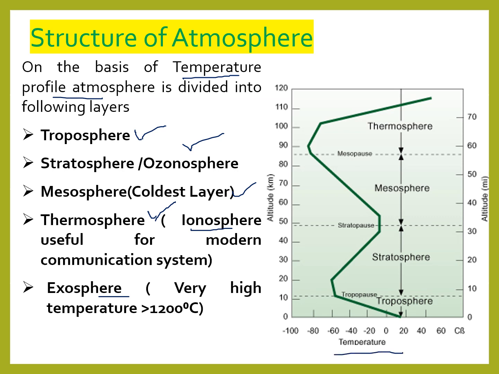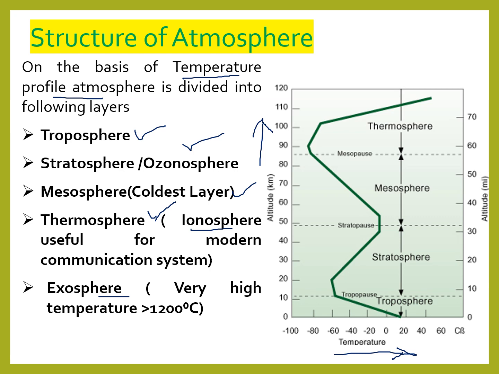On the x-axis the temperature variation is shown, and on the y-axis the altitude, or height above mean sea level, is shown in kilometers. So basically how the temperature varies as the height increases is what is meant by the temperature profile. Depending upon the geographical location of a particular place, a different temperature profile may be obtained. So here is the example of one temperature profile.